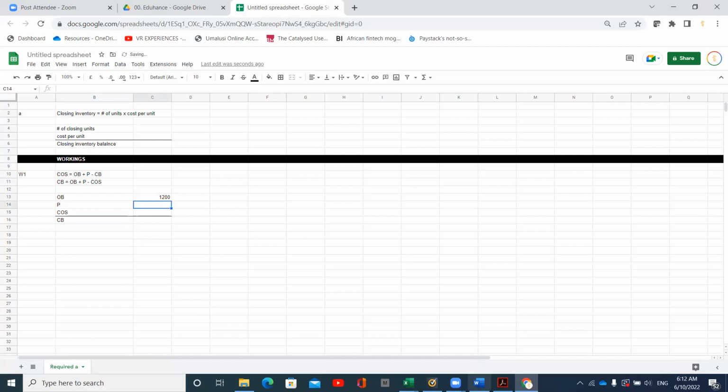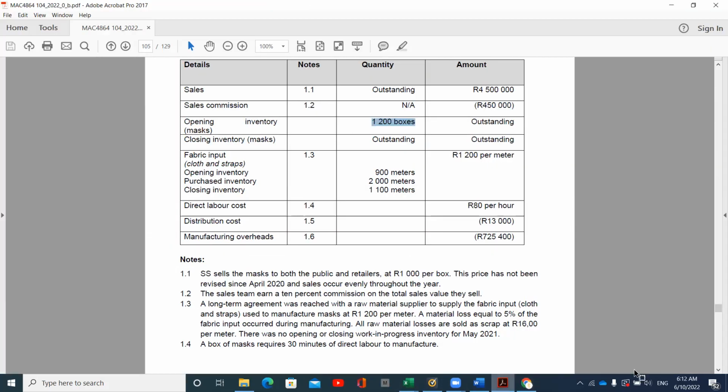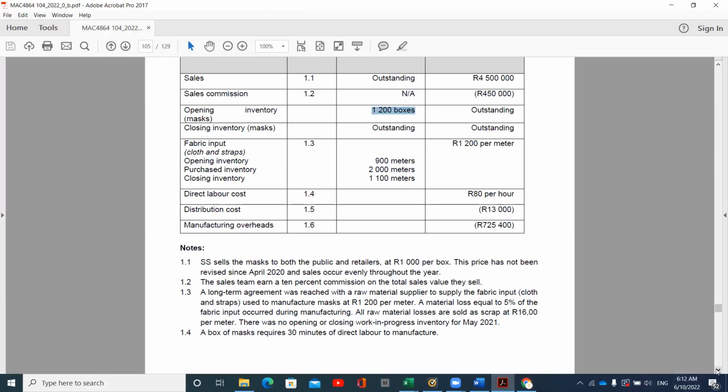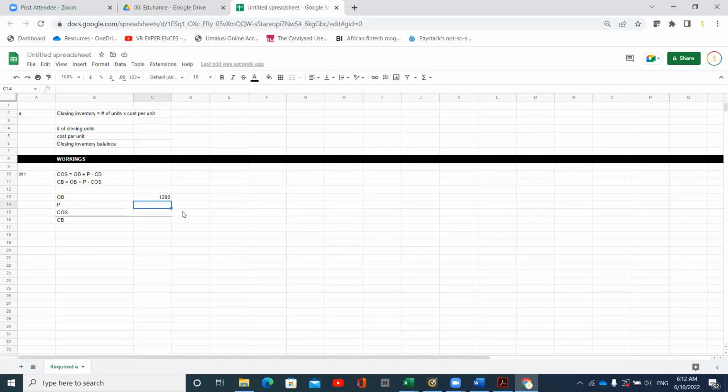Now we need production. Remember in the question they told us actual production was 7,900 boxes. So actual production, the actual completed and transferred boxes of masks was 7,900, during the month of May. So if we go back, production, 7,900. Okay, so 1,200, that is opening balance. Production given to us, 7,900.